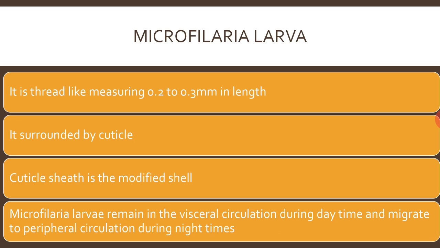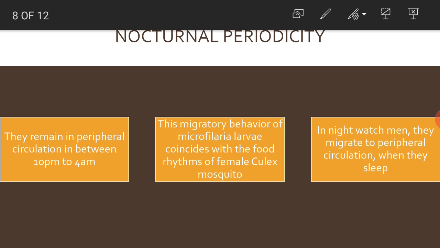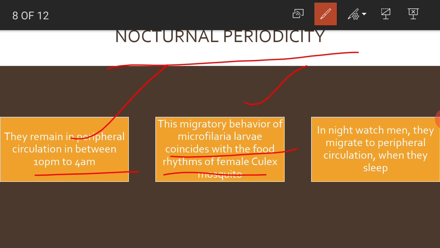So whenever the mosquito comes for sucking the blood of the patient, automatically the microfilaria larvae that are present in the peripheral circulation will enter into the next host, namely the female Culex mosquito. So let me repeat. Nocturnal periodicity: they remain in peripheral circulation between 10 p.m. to 4 a.m. This migratory behavior of microfilaria larvae coincides with food rhythms of the female Culex mosquito.